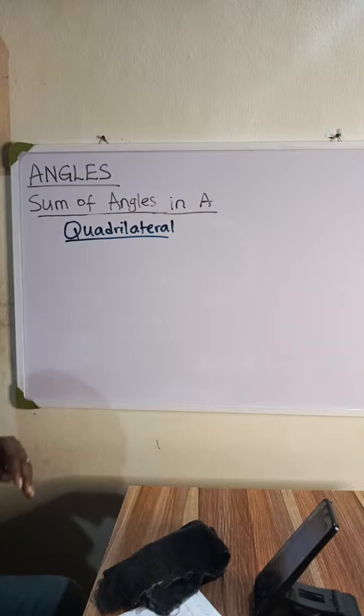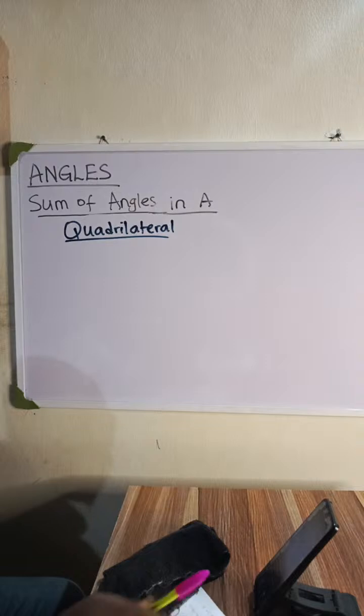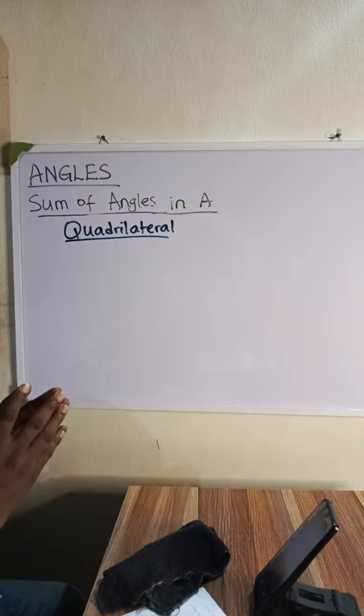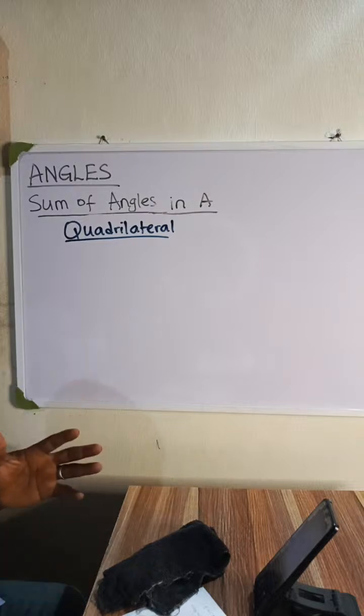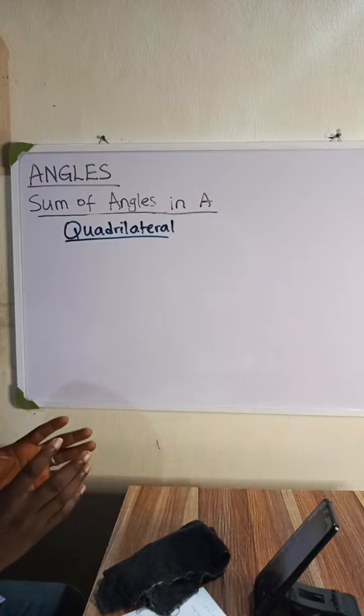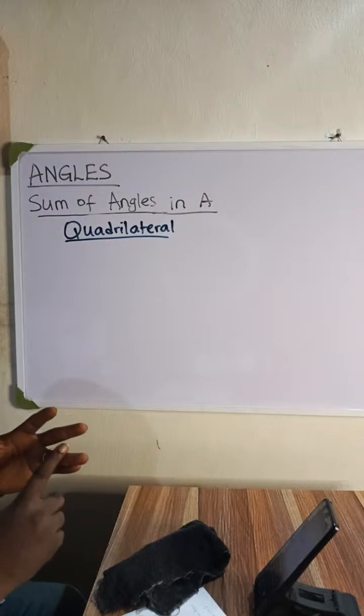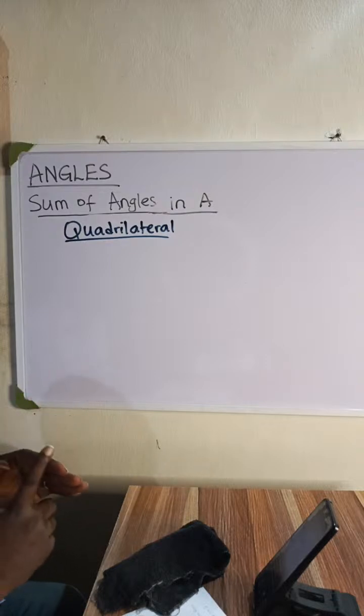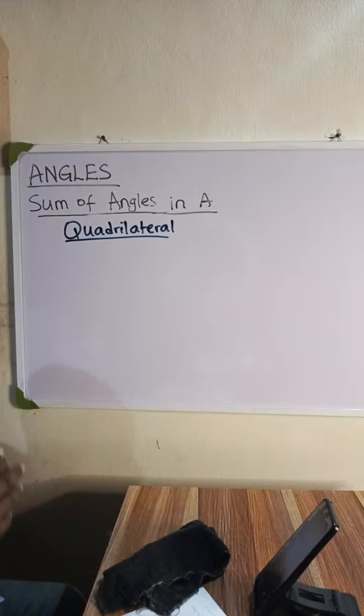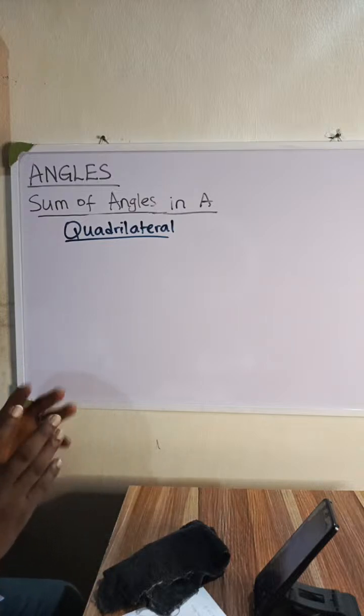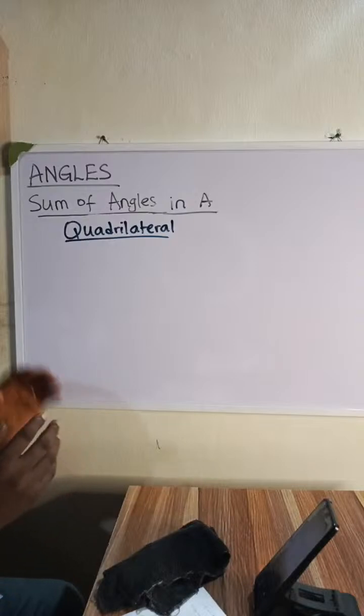Exactly. Confidence has another mark. A quadrilateral is a polygon that has 4 sides. You can also say a quadrilateral is a plane shape that has 4 sides. So examples of quadrilaterals are square, rectangle, rhombus, trapezium, kite, and so on. So any plane shape that you see that has 4 sides is a quadrilateral. So we need to know that.